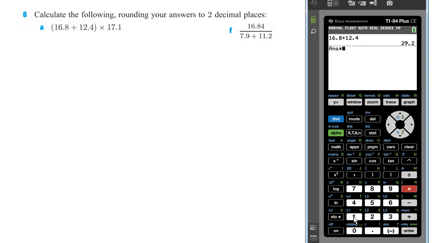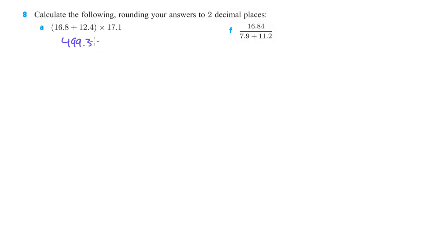Now multiply that by 17.1. And that gives us 499.32. And rounding your answer to 2 decimal places, it only gives it to 2 decimal places. So 499.32 is our answer for that one.